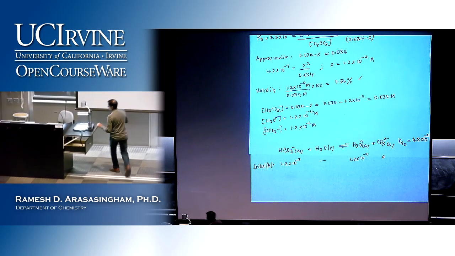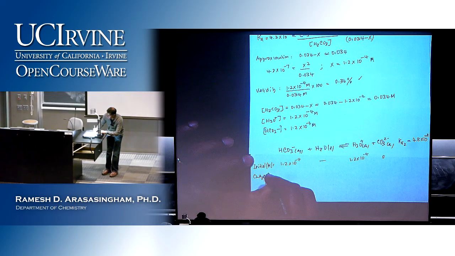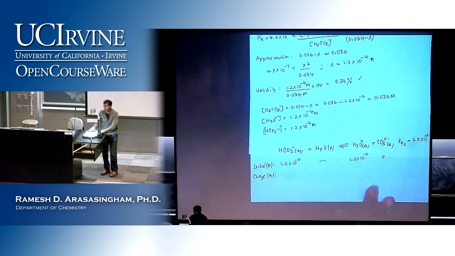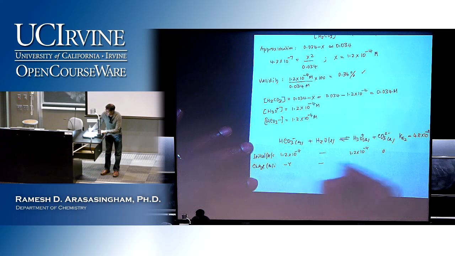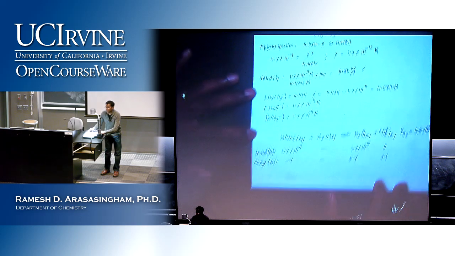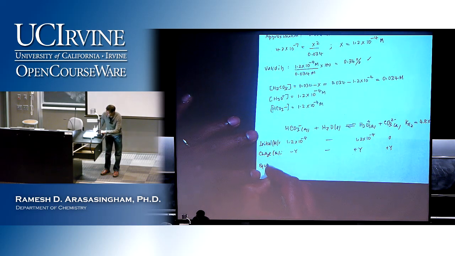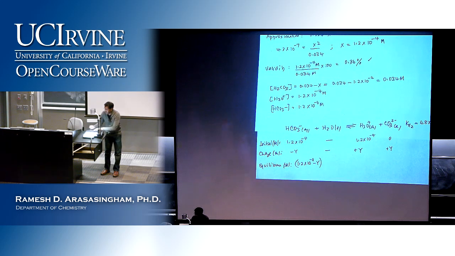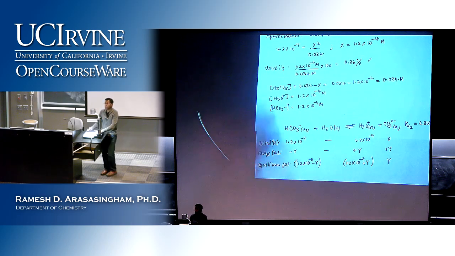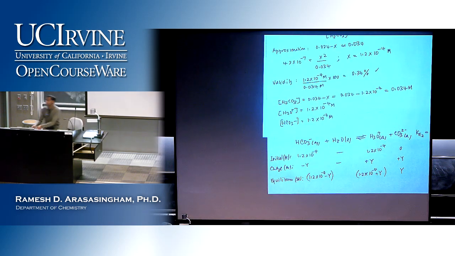So now I'm going to look at change. And just to distinguish between the X up there from the values here, I'm going to say this is going to be negative Y. All right? This will be plus Y, and this will be plus Y. All right? Therefore, at equilibrium, I would end up with 1.2 times 10 to the negative 4 minus Y over here. Hydronium ion concentration would be 1.2 times 10 to the negative 4 plus Y, and that would be Y. All right?